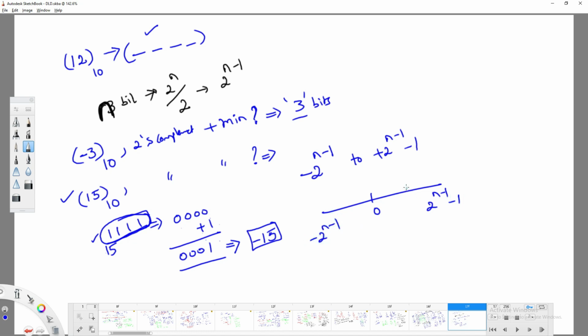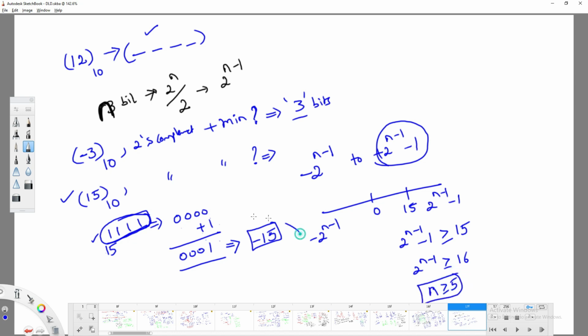What value did they ask? They asked 15 here. In order to represent this 15, I have to find out the n value. So this n value should compulsorily satisfy the condition. Observe: what is the maximum number I can generate? 2 power n minus 1 minus 1, which should be greater than or equal to the decimal number 15. Now try to solve. 2 power n minus 1 greater than or equal to 16, which is equivalent to 2 power 4, so n minus 1 greater than or equal to 4, n greater than or equal to 5.